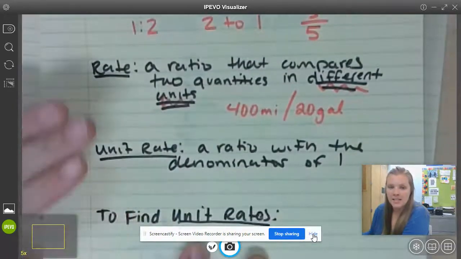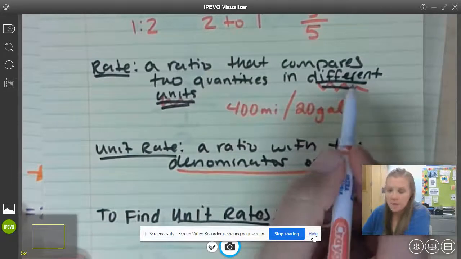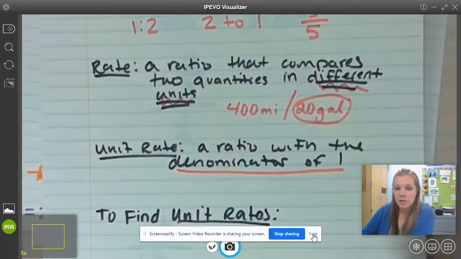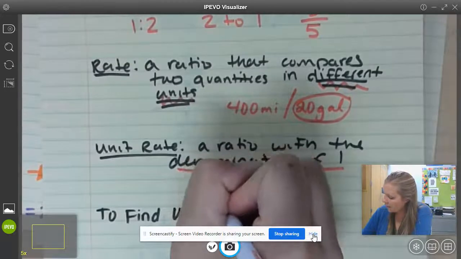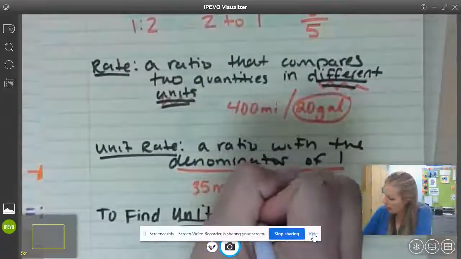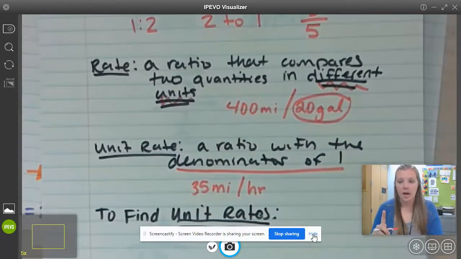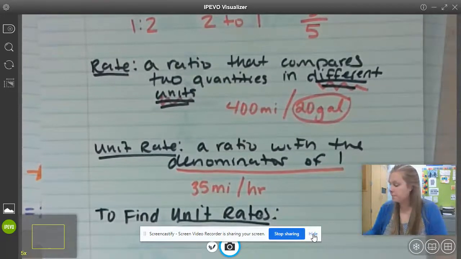A unit rate is a type of rate where the denominator is 1. If you look at this rate above here, this denominator was 20. So a unit rate is when the denominator is 1. Like 35 miles per hour. That's a unit rate. It's for 1 hour. I'm allowed to drive 35 miles. So that's the speed. 35 miles in 1 hour. So a unit rate has a denominator of 1.